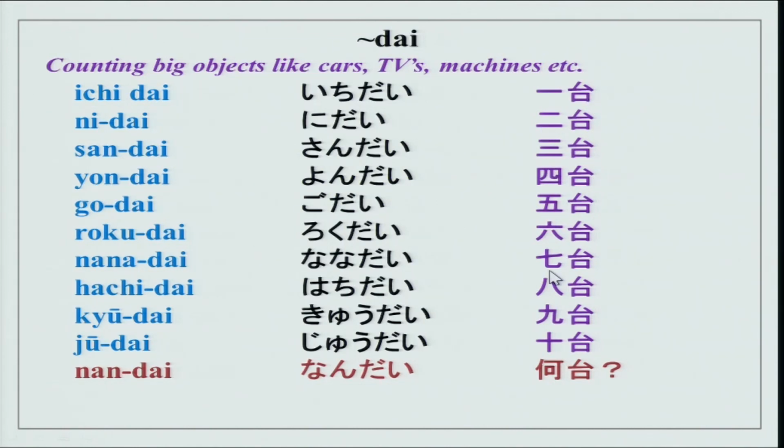After the numbers, you can add dai simply. There are no exceptions in this case. So, it is simple to remember ichi and dai, and nana and dai. So, we have dai over here. Now, let us see what we have for you.